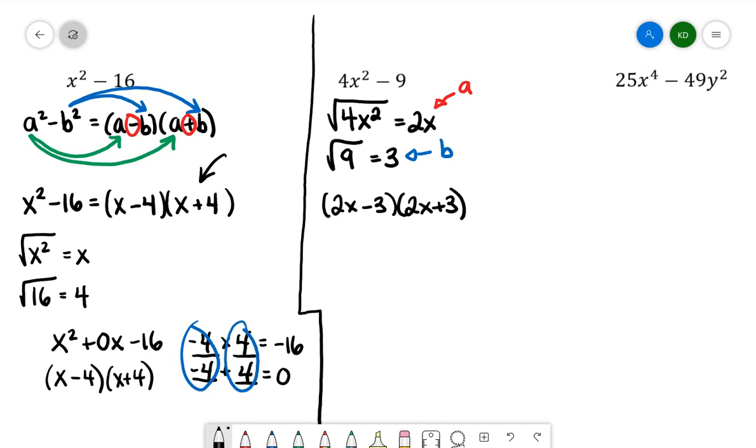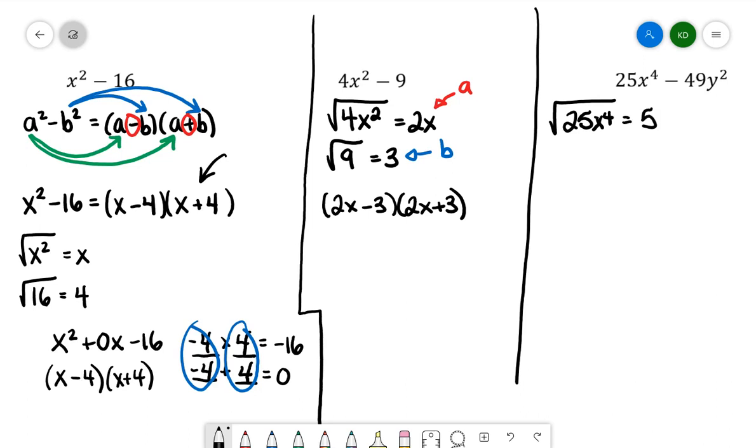What I like about this method is that when you go into harder examples like what we have here on the right, it makes it a lot easier because, again, all you're doing is square rooting. So let's try that example out. First, let's take the square root of the first term. When I take the square root, I'm going to get 5, and the square root of x to the power of 4 is x to the power of 2.